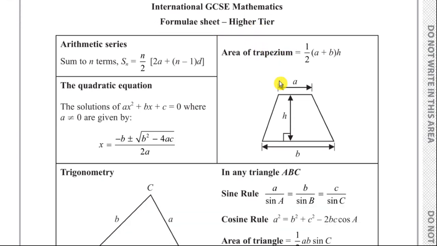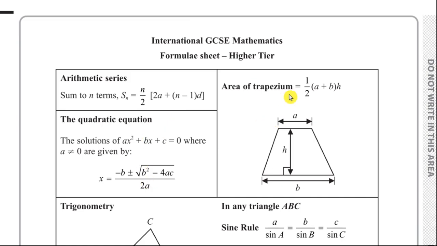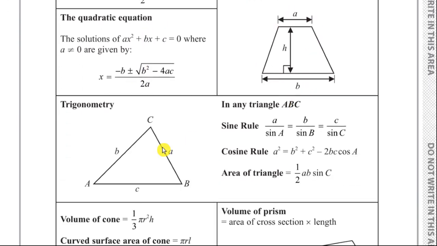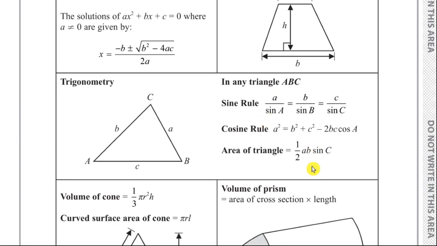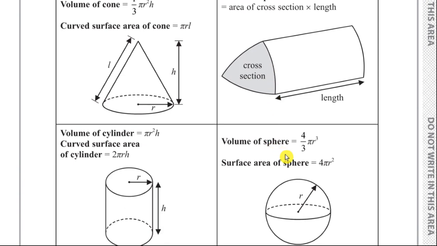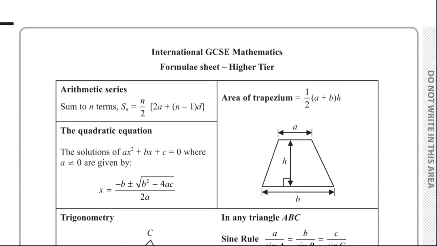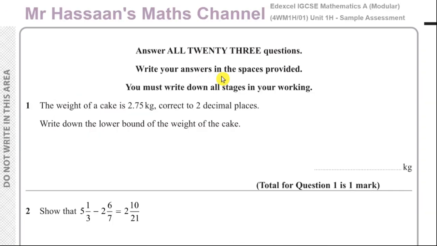Now, you get this formula sheet for this paper, which includes certain types of formula, like the sum to n series of arithmetic series. It doesn't tell you how to find the nth term, but it gives you the sum to n series. You've got the quadratic formula. They give you the area of a trapezium, the sine rule, the cosine rule, the area of a triangle, volume of cones, volume of prism, general formula for that, volume of sphere, surface area of a sphere, volume of a cylinder, and the curved surface area of a cylinder. Those are some of the formulae that they give you in the formula sheet. Okay, and that's basically that.